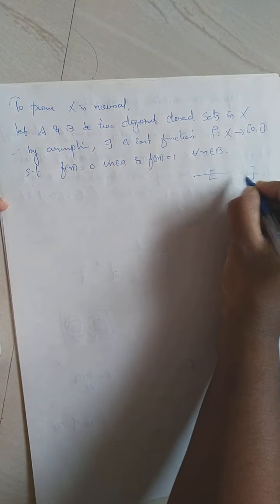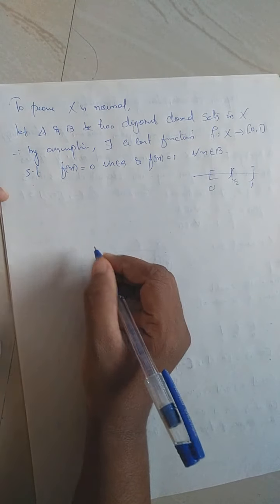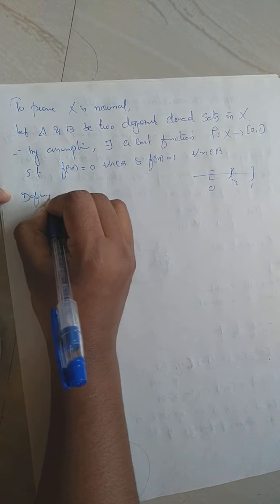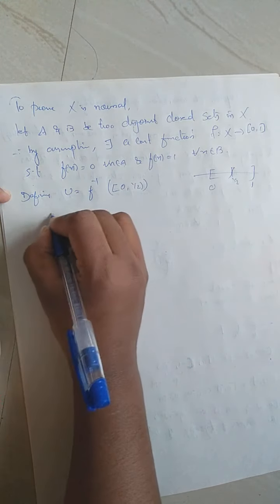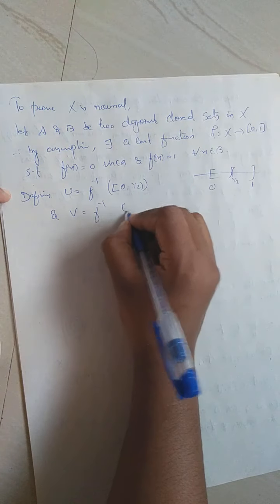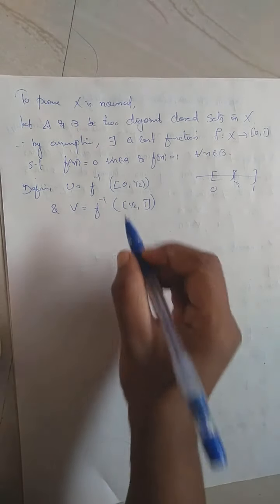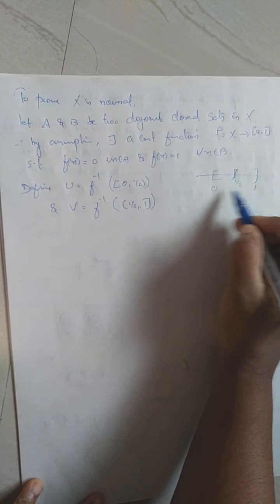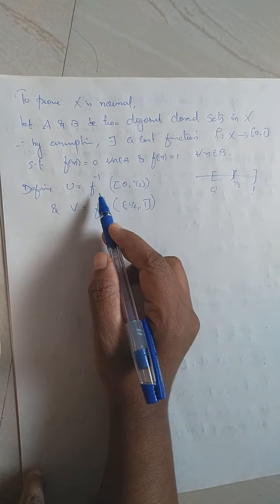Now we already chose two open sets of the closed interval [0,1], which are [0, 1/2) and (1/2, 1]. Using these two open sets, I define U equal to f inverse of [0, 1/2) and V equal to f inverse of (1/2, 1]. Since f is a continuous function and these two sets are open with respect to the subspace topology of [0,1], by the property of continuity, the inverse image of open sets will be open.